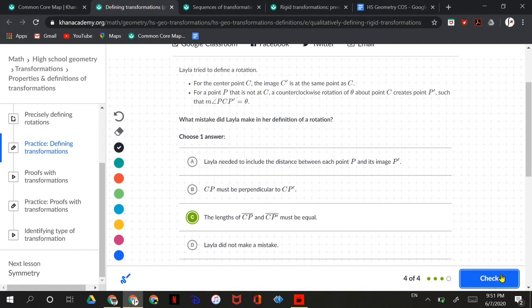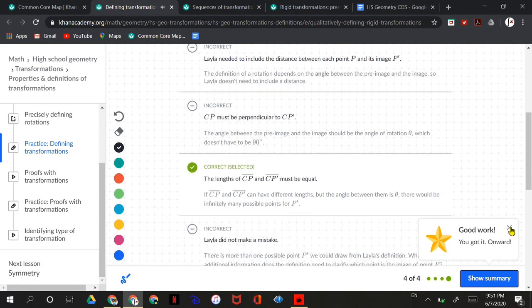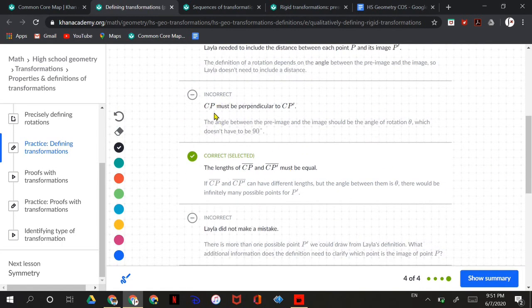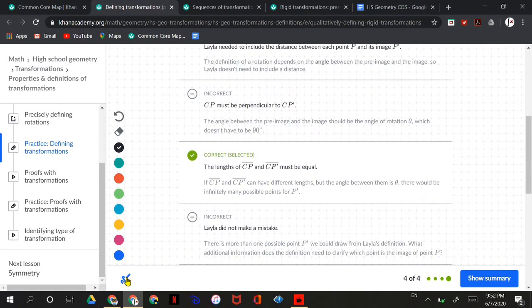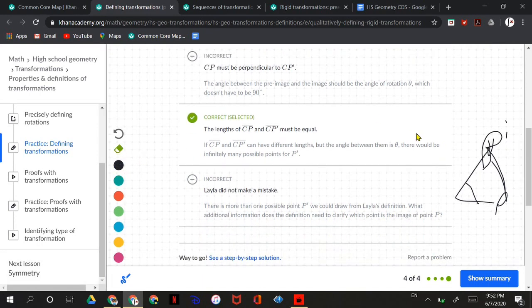Yes, okay. Because PCP1 must be perpendicular to CP. That's not necessarily true, because that should be the angle of rotation, which does not have to be 90 degrees. It needs to include the distance between. It depends on the angle. So it doesn't need to include a distance, because it would be like this. This would be the P and the P1. It would be an angle. Okay, she did not make a mistake. Well, she did.